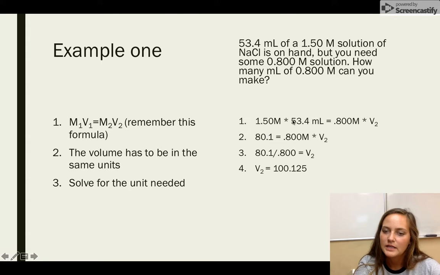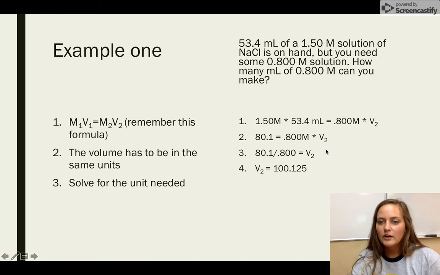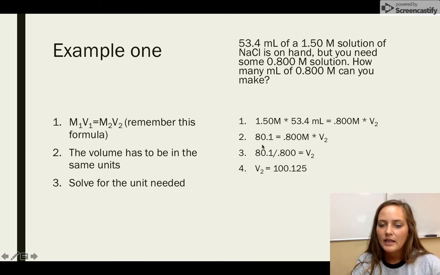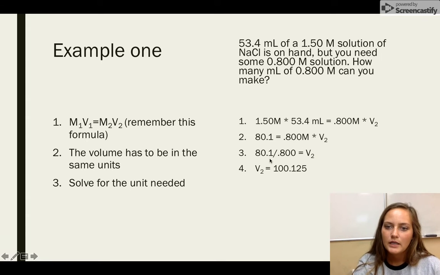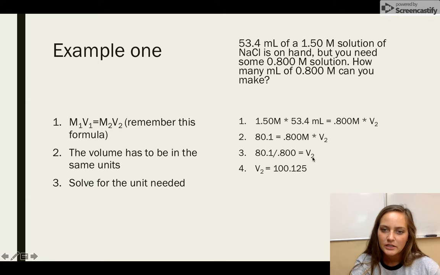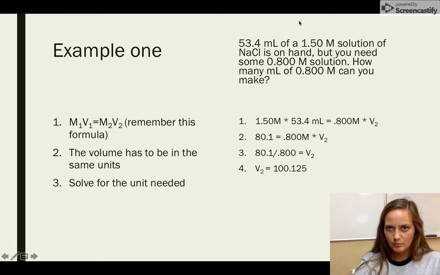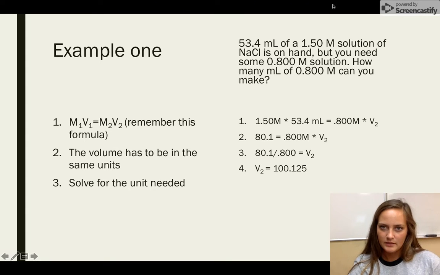So 1.50 times 53.4 equals 80.1. So 80.1 equals 0.800 moles times V2. So to figure out what V2 is, you're going to divide 80.1 by 0.800 to get V2 alone. So 80.1 divided by 0.800 equals 100.125, and that's V2. So this right here is the answer to this problem. And this problem is one that doesn't have the second volume.